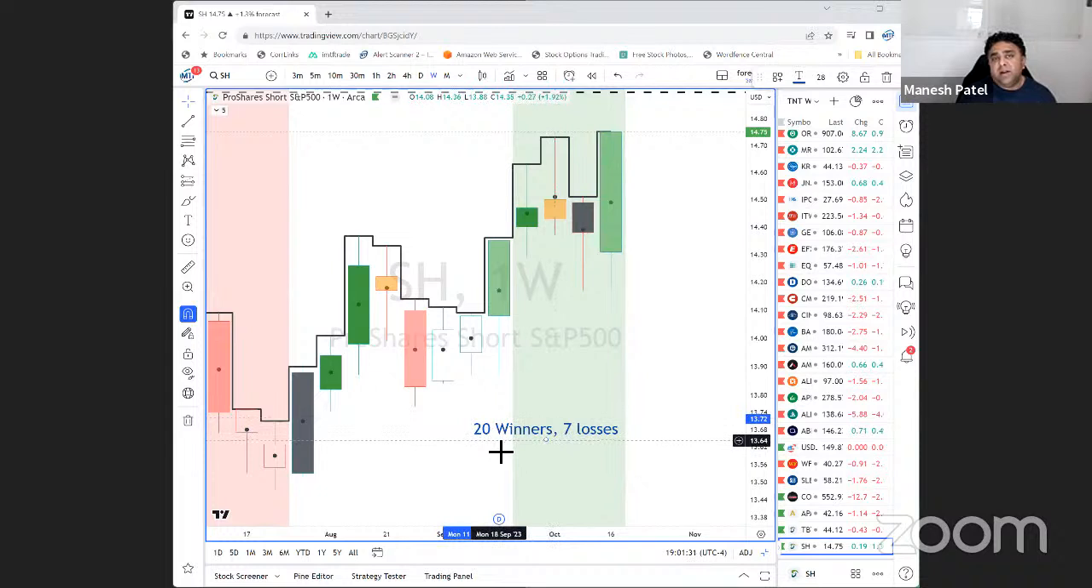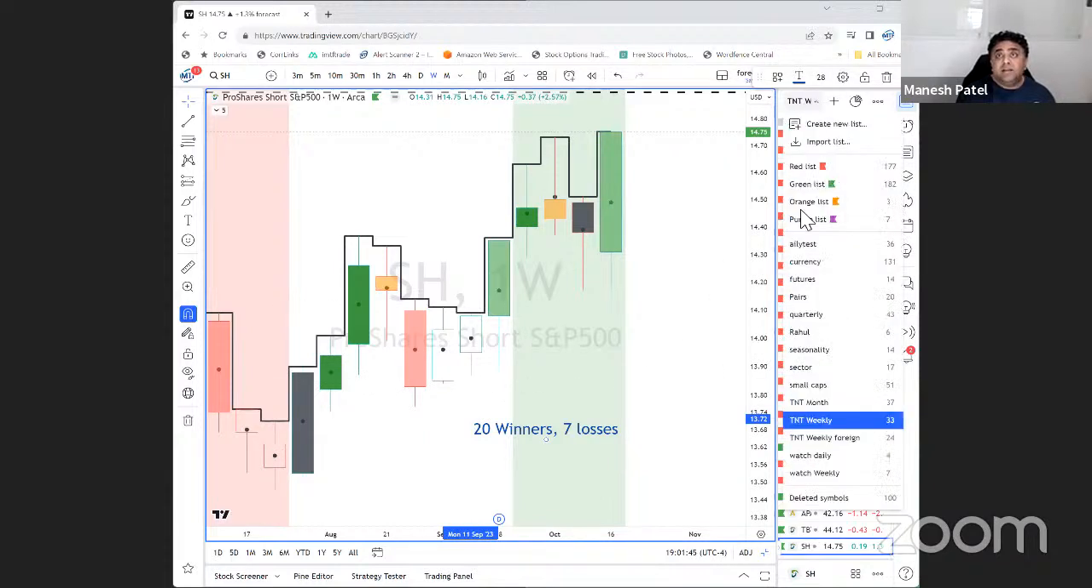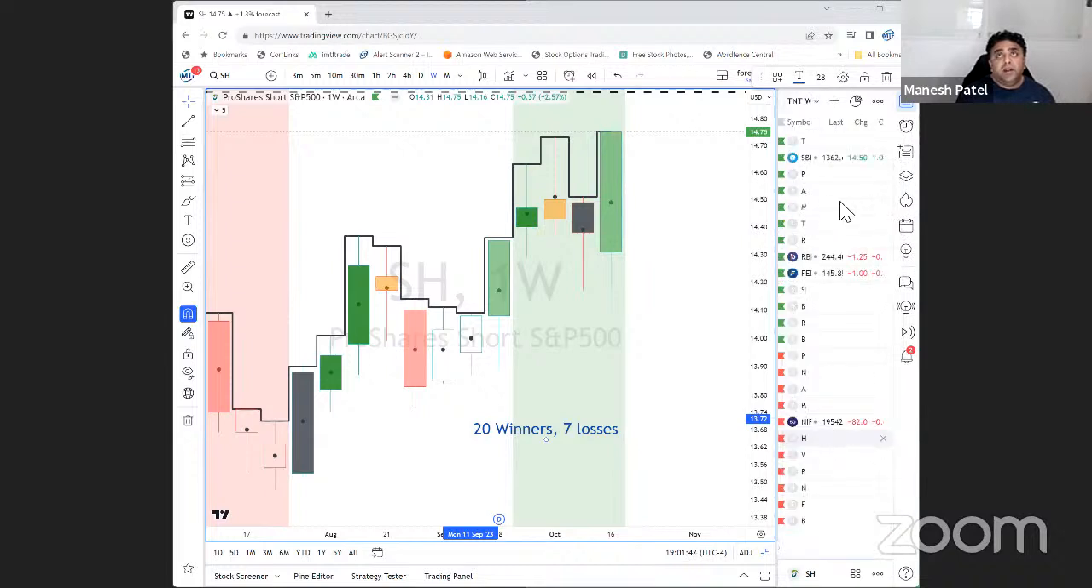But this is not bad at all, considering how the markets were last week. And you could see week by week, we're profitable. In fact, last week, we didn't have any losers at all. So this is the US side right here. Now let's go for Europe and India stocks, and let's apply this to another market.